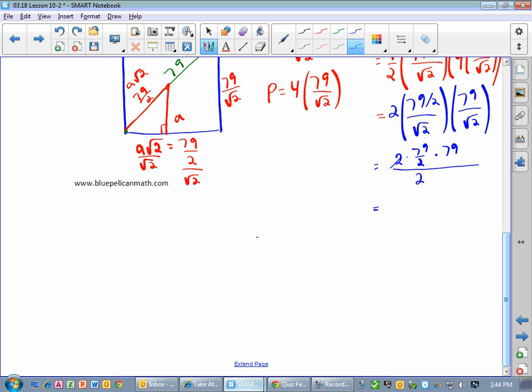So now we've got 2 times 79 over 2. Those 2s can divide out. So I've got 79 times 79, which is just 79 squared.